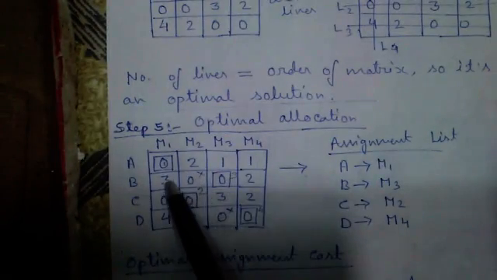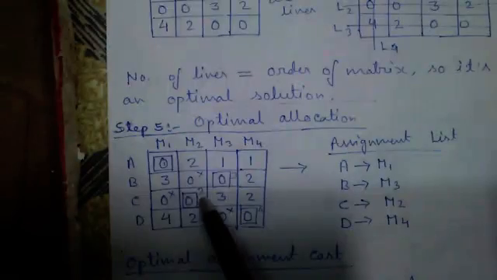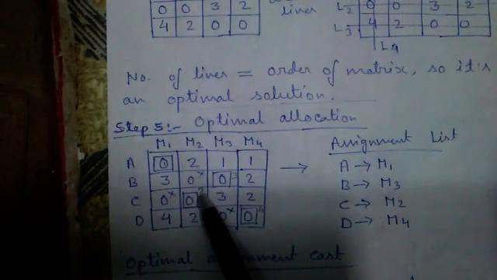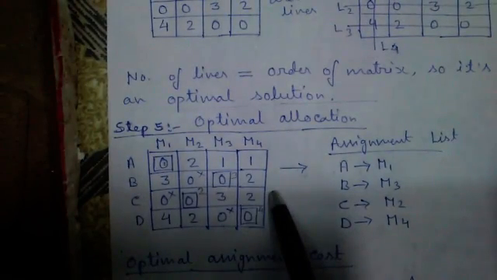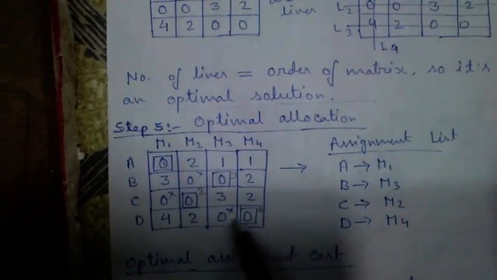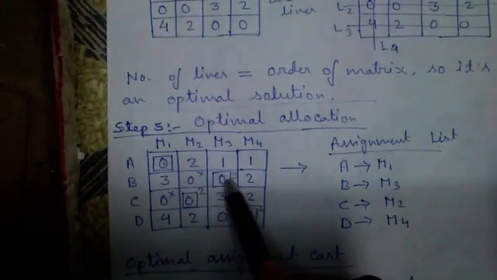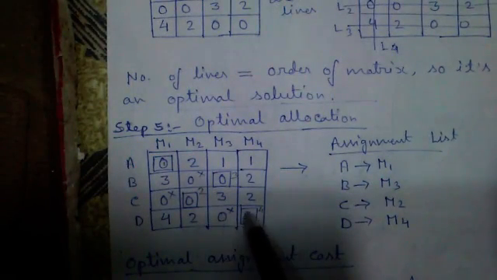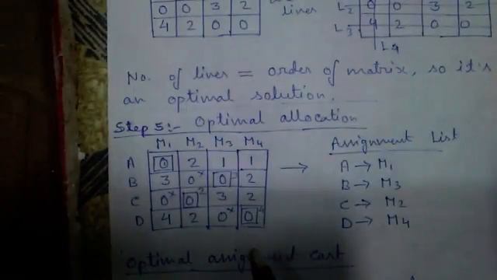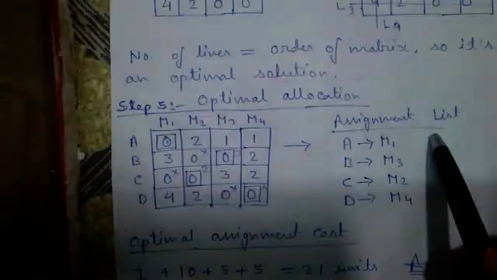Next, again we will scan for a single zero. There is 1 zero, this zero is crossed. So our second allocation will be done in this position, and this zero is already crossed along this row. Again scanning, here is a single zero, this zero is crossed. So our third allocation will be done in this position, and we will cross this zero for this allocation. And finally this zero is left, so our fourth allocation will be done in this position. This is our optimal allocation, and now we will find our optimal assignment list.